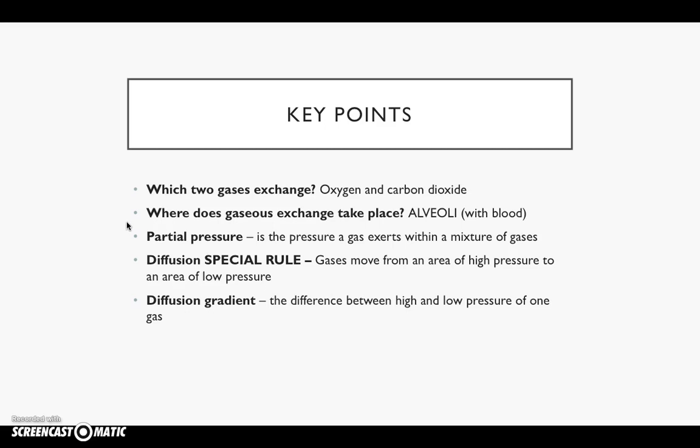Finally, diffusion gradient. This is the difference between high and low pressure of one gas, i.e. if there's 10 people in one room and 5 people in another room, the diffusion gradient between people would be 5. We just need to know that with regards to oxygen. The amount of oxygen in the alveoli and the amount of oxygen in the blood, the difference creates a diffusion gradient. We do not need to know numbers. You just need to know what diffusion gradient is: the difference between high and low pressure of one gas, so the difference of one gas in two areas, i.e. alveoli and the blood.